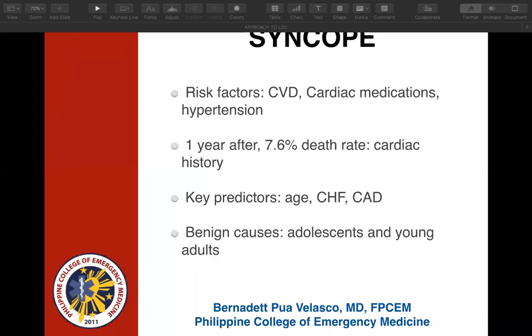Usually, adolescents and young adults presenting in the ED with syncopal attack have benign causes. In contrast, there is no increase of cardiovascular morbidity or mortality associated with neurally mediated, orthostatic, or medication-related syncope. I'll be talking more about the different kinds of syncope later on.